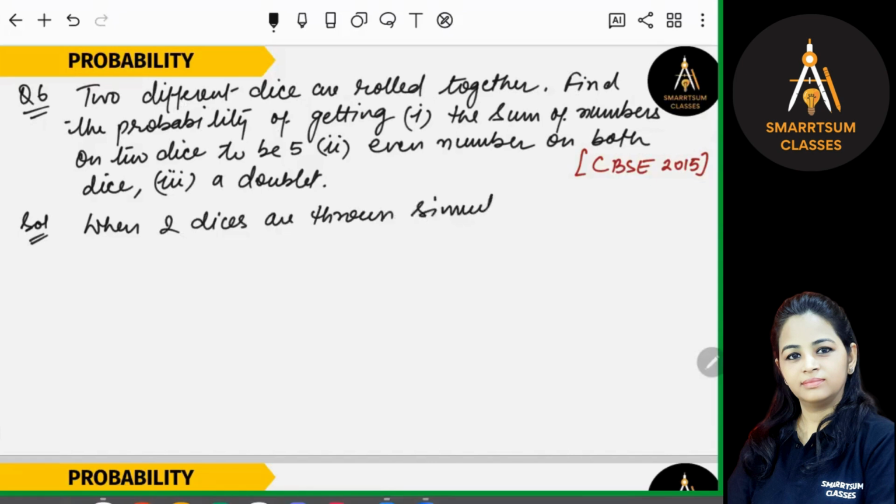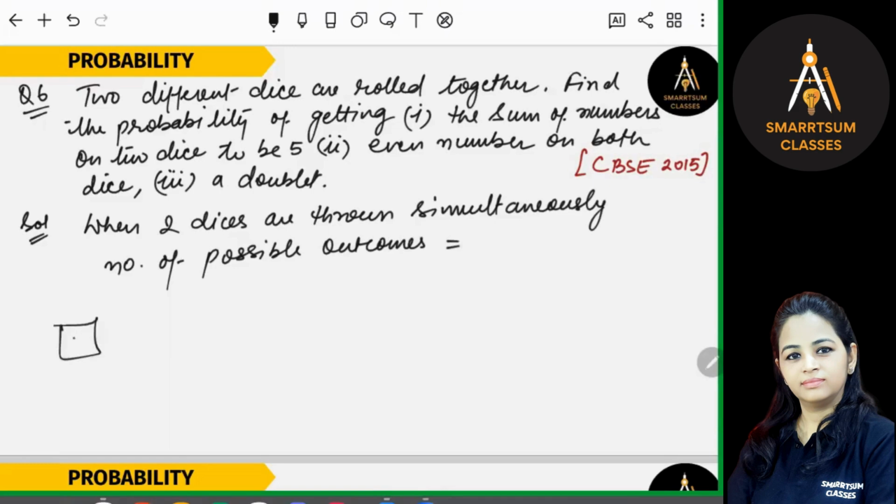So when two dice are thrown simultaneously, what will be the number of possible outcomes? How will you find it? In each die, how many outcomes are there? There are 6 faces, and on every face there is a number. So there are a total of 6 numbers, and there are two dice. So what will be the possible outcomes?